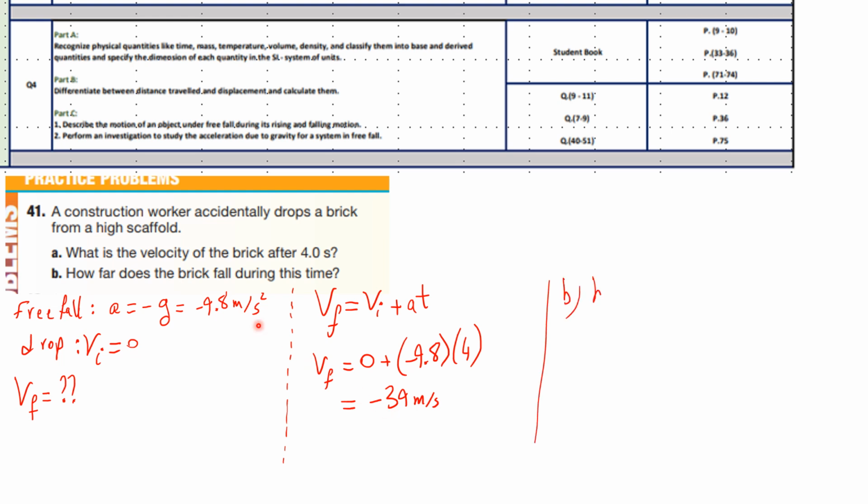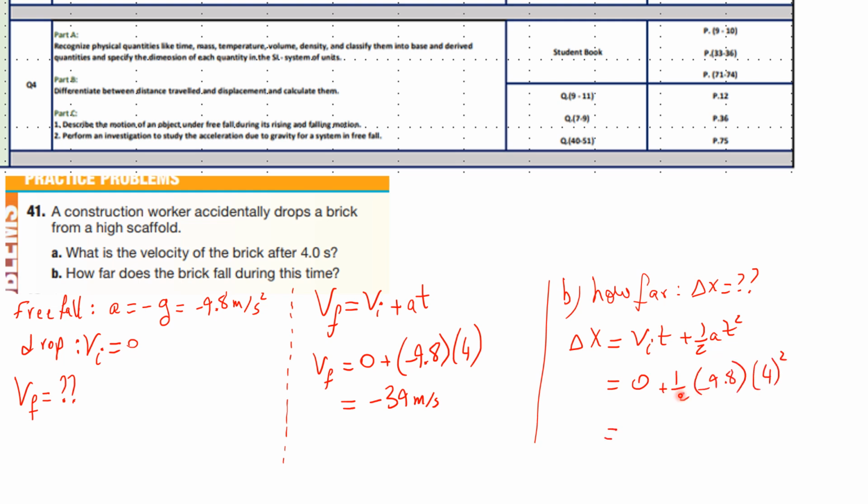In question B, how far means delta x. Okay, so we use the equation from the previous slide again. v initial equals 0 because it's dropped, plus half a, minus 9.8, multiplied by the time squared. So the answer is minus 78 meters.